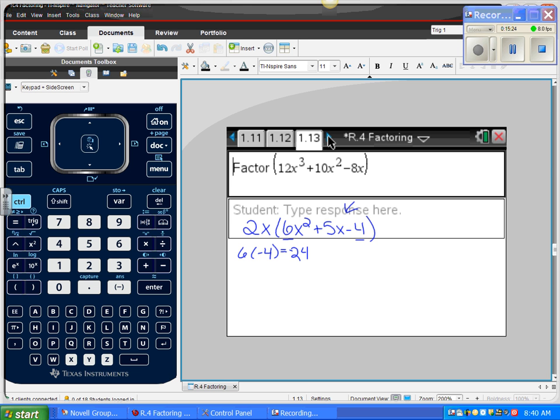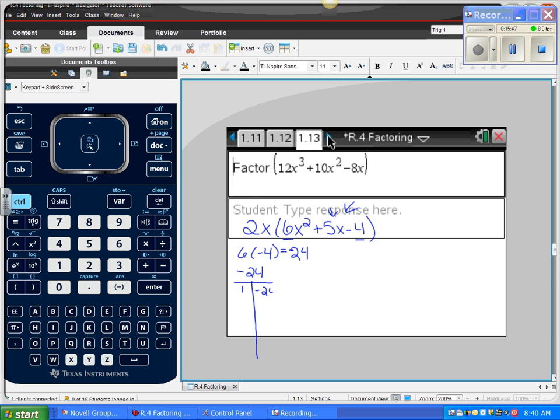Okay. Now we're going to consider that 6x squared plus 5x minus 4. And we're going to take what we just found, that negative 24, and try to factor it so that we can get my middle term. So think about negative 24. How can we factor it so that I can get a 5? All right, so let's start running through it.